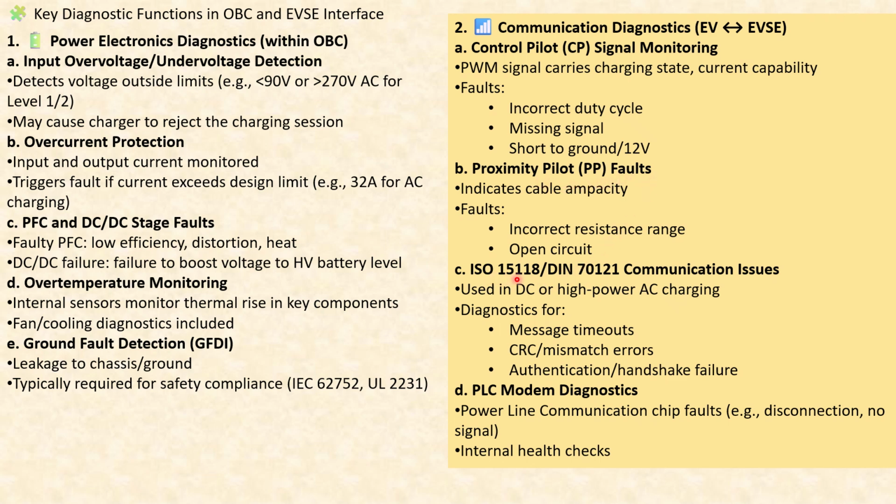And when it comes to ISO 15118 and DIN 70121 communication issues, these are used in DC or high power AC charging. Diagnostics cover message timeouts, CRC mismatch errors, and authentication handshake failure. Now, when it comes to PLC modem diagnostics, they cover power line communication chip faults and internal health checks. So these are the various activities that happen when it comes to PLC modem diagnostics.